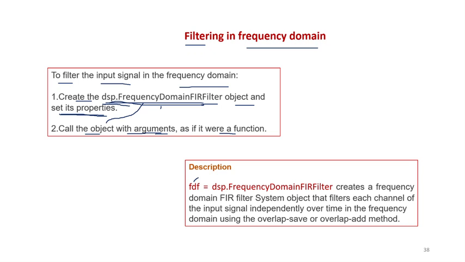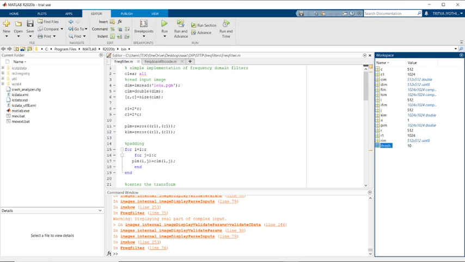Frequency domain filter. This is the function we are using to create the object. It creates a frequency domain FIR filter system object that filters each channel of the input signal independently over time in the frequency domain using the overlap-save or overlap-add methods. Now we will see the code and implementation within MATLAB.